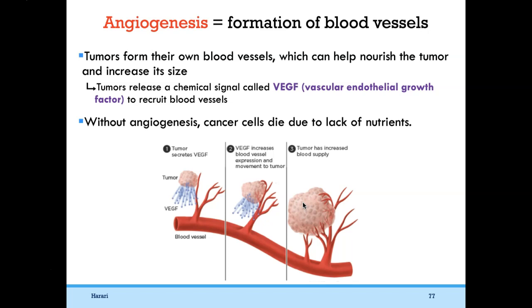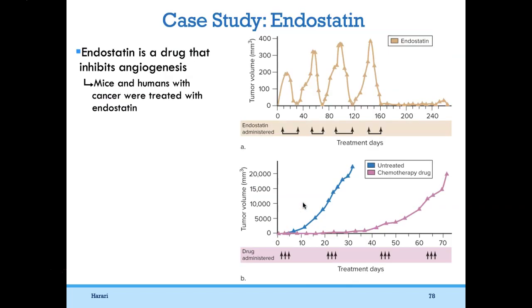Without angiogenesis, cancer cells will die due to lack of nutrients. So you can take a second to look at this case study. Endostatin is a drug that inhibits angiogenesis. And on top, mice were treated, and on the bottom, humans were treated. So what you're looking at is the tumor volume, and endostatin was administered on the days in the brackets.